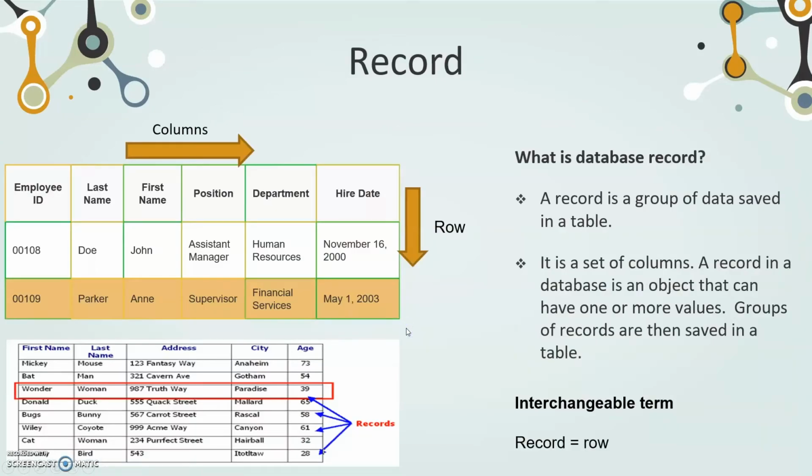And then the next one is record. So what is a record? A record is a group of data saved in a table, and it is a set of columns. A record in a database is an object that can have one or more values. Groups of records are then saved in a table. In this example, the rows are this one right here, the first one and the second one. Records and rows are interchangeable terms, so sometimes you can say records or rows.